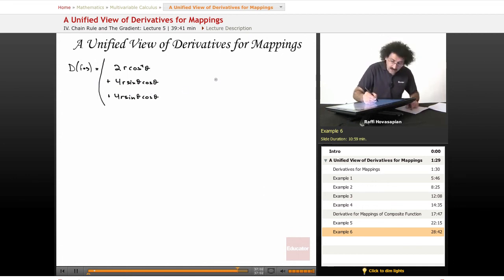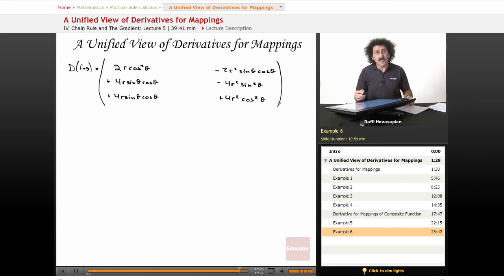So now our second entry is going to be minus 2r squared sine theta cosine theta minus 4r squared sine squared theta plus 4r squared cosine squared theta. Okay, this is what we've ended up with. Our composite function f of g, the derivative of that is this right here, this whole thing.